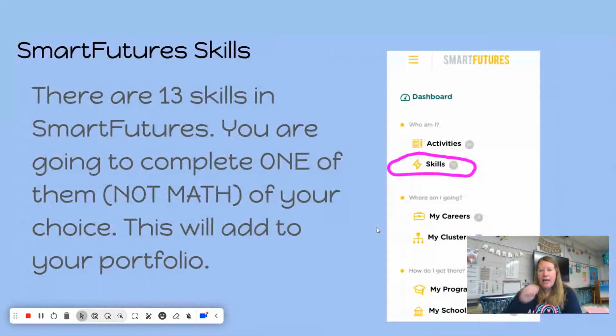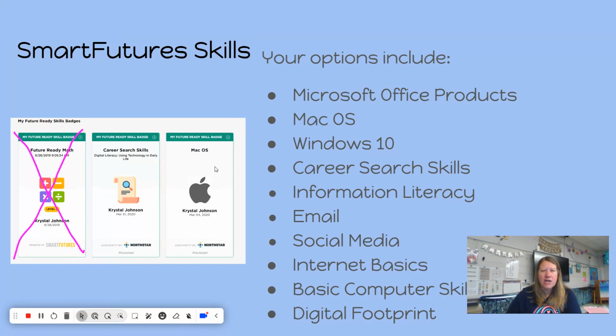So in Smart Futures, you have 13 different skills. It actually might be more than that. But you're going to complete one of them today, and not the math one, but you can pick which one you want to do. What happens with this is it's going to add it to your career portfolio, which is something that you could use in the future, like, hey, I have some basic computer knowledge, or the one is Microsoft Word. I think there's a new Google one, but I haven't done that one, like Google Docs.